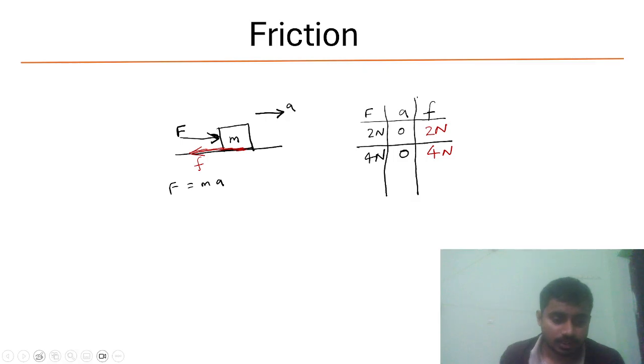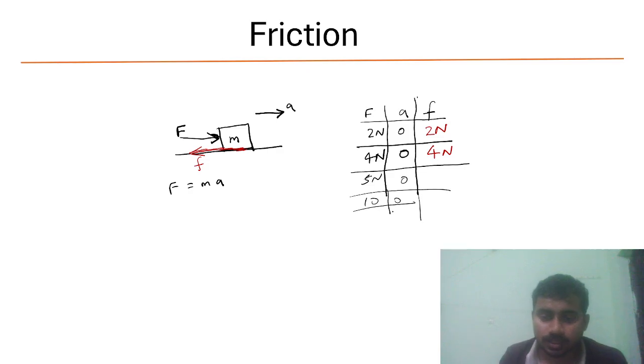So I want to know at which force this body will start moving. Then I started applying 5 Newton, 10 Newton, and the acceleration was still 0. Then I applied 20 Newton, and I again found that acceleration is 0. And we know if acceleration is 0, then the force I have applied here is taken by the friction, so the friction force will be 5 Newton, 10 Newton, 20 Newton.